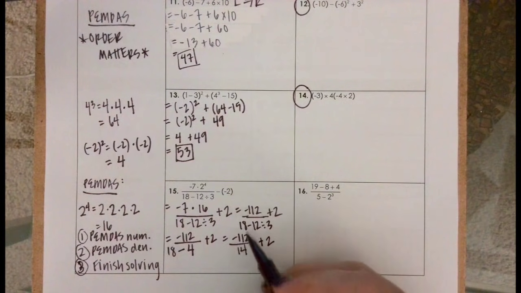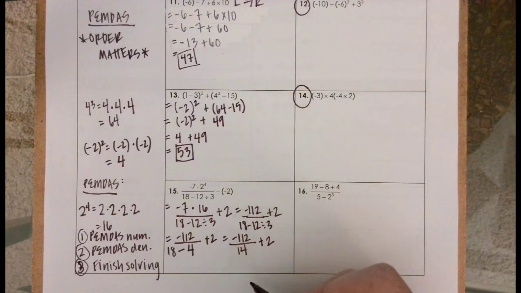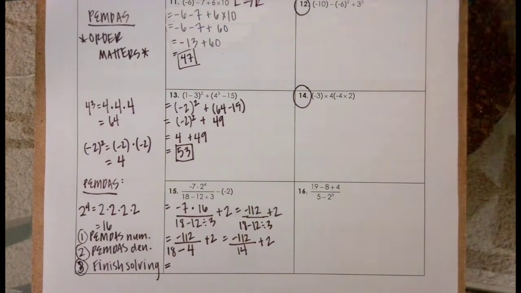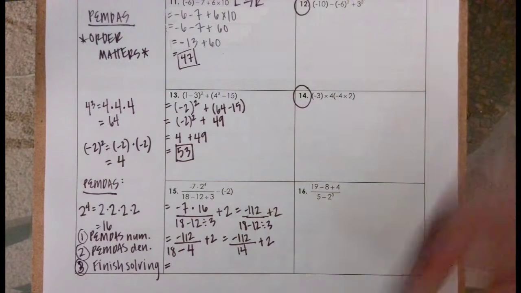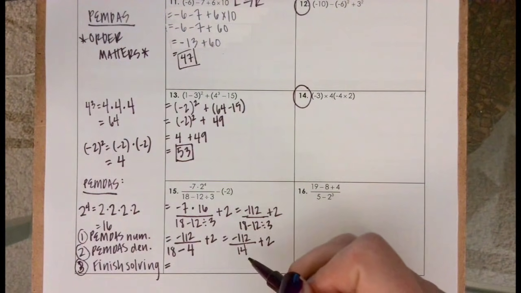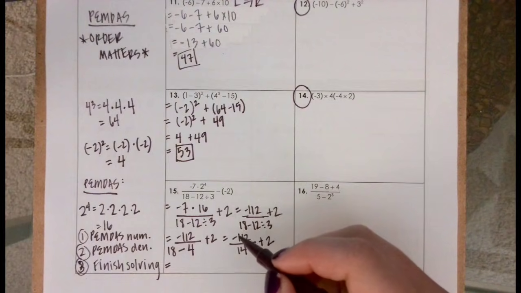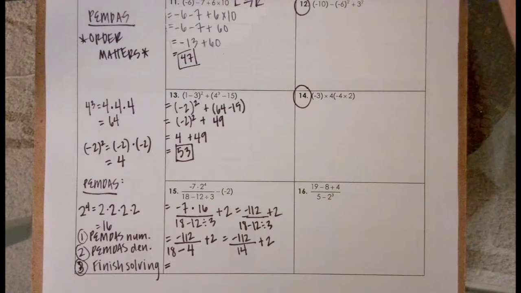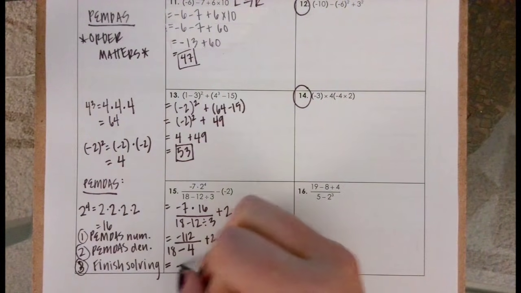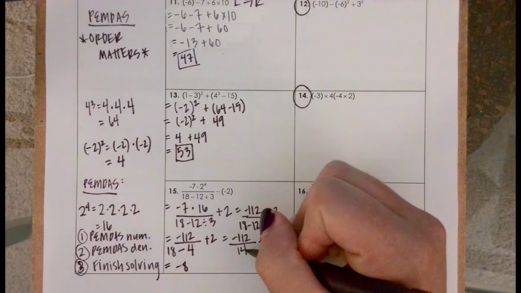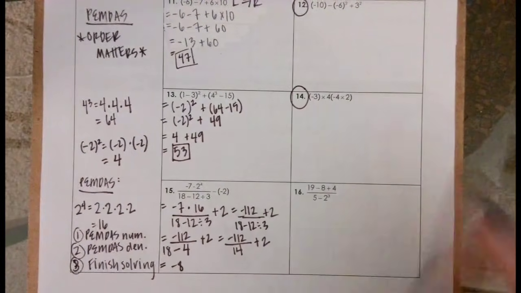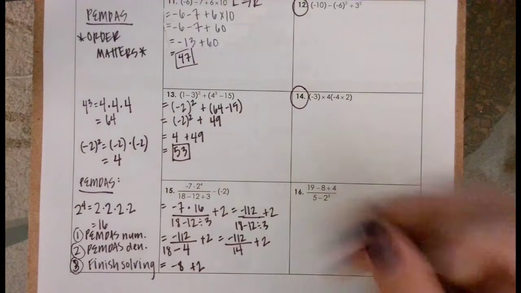Now remember, this negative 112 over 14 is really just division. You need to simplify that fraction before you try and add anything. It's going to make your life a lot easier. If you put negative 112 in your calculator, and divide it by 14, you get negative 8. Because remember, a negative number divided by a positive number is a negative number. So then you're left with negative 8 plus 2.